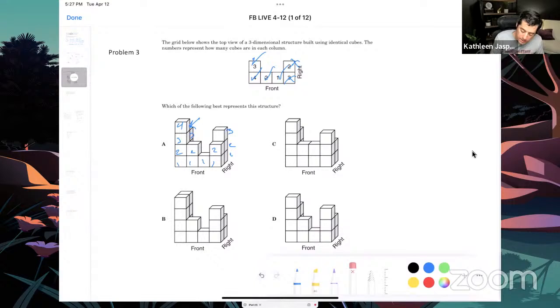So it all depends on how easy this is for you. Like, can you just look at it and see it, or do you have to knock off each block like we just did? So I know that A is not going to work. So let's go to B.